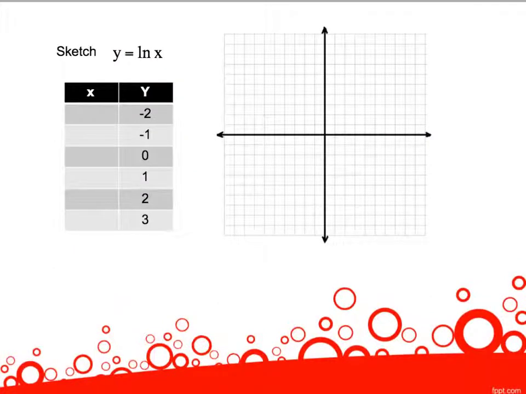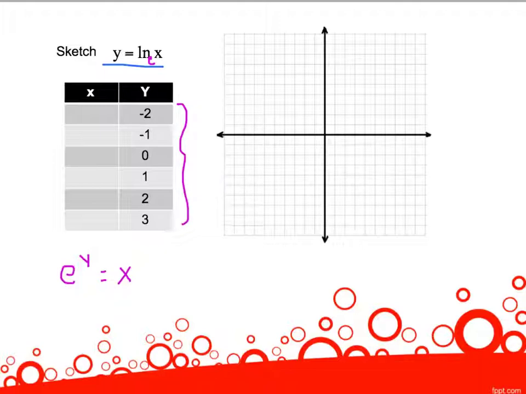Now we're going to take a minute and sketch the graph of y equals natural log of x. So again, rewriting this into exponential form, remember that natural log has that little base e. So this means e to the y is equal to x. So if we pick these values for y, we can get our x values.